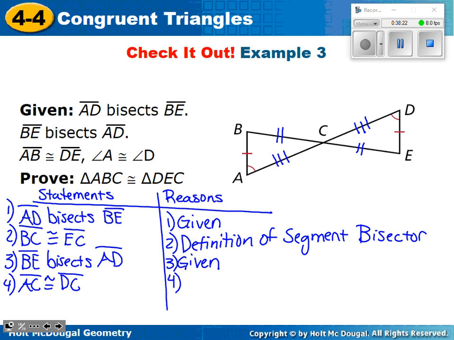So again, a segment is being bisected, so definition of segment bisector. They told us the word bisect, so we know it's the definition of bisect, and the picture is of a segment. So definition of segment bisector. Okay, so now we have 2 things listed in our proof. Go back to our given.